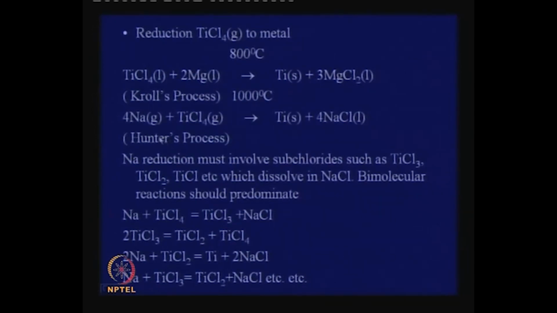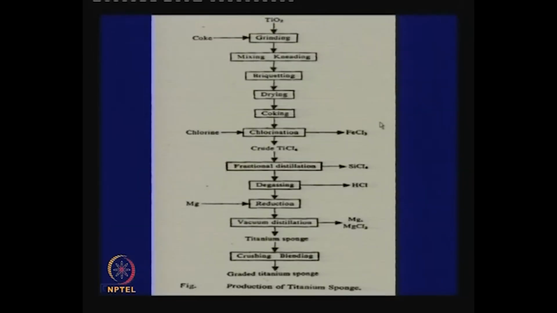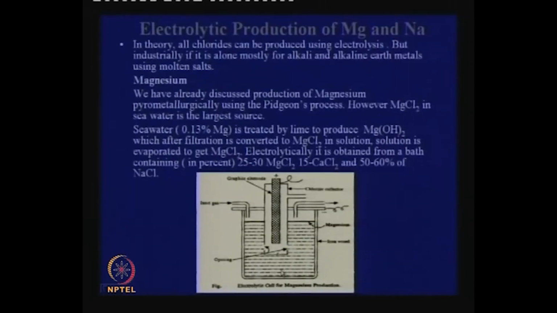Reduction by magnesium is molecular in nature, but it is easier, it takes place at a lower temperature. The product will be powdery, it needs subsequent vacuum melting and consolidation. Sodium reduction has a very interesting feature, that it is essentially electrochemical in nature, and that is why we get a good product, but in the industry sodium reduction is not very popular. Essentially magnesium reduction is what is used, and then whatever we get, the thing would have to be consolidated.